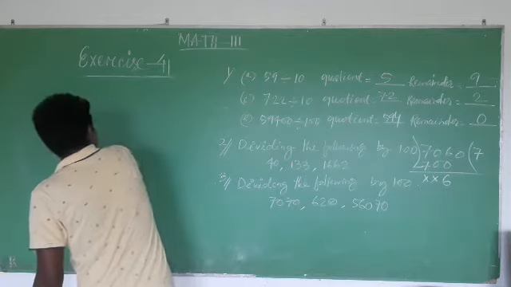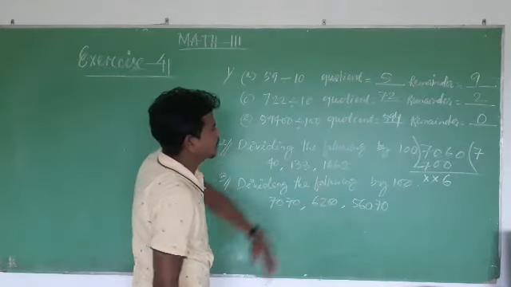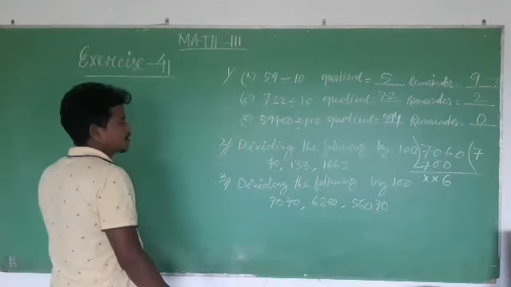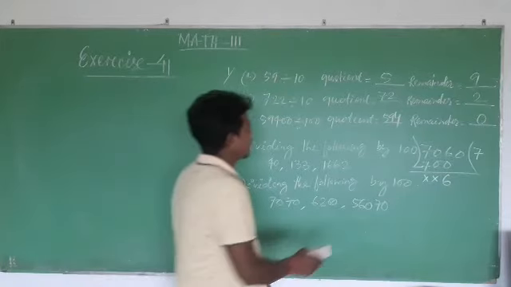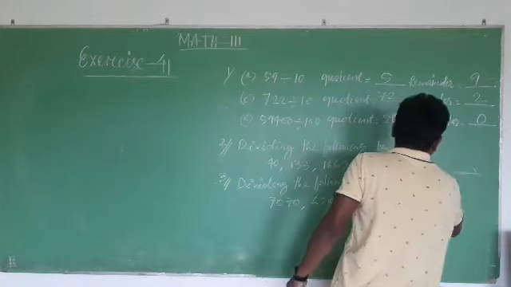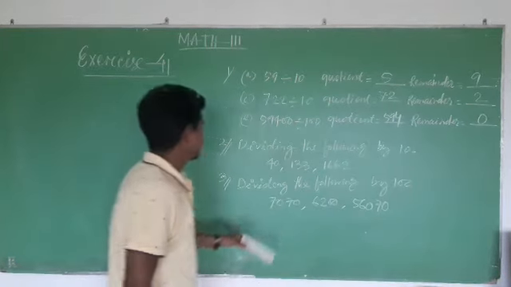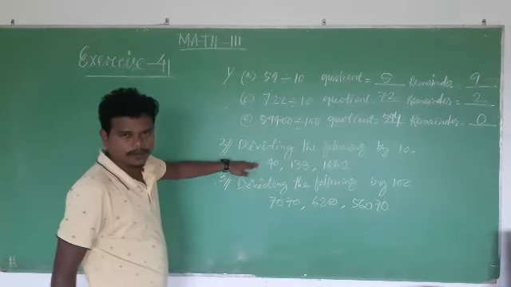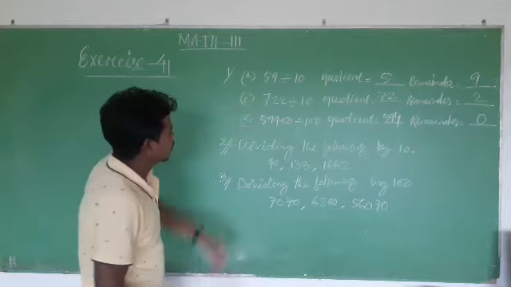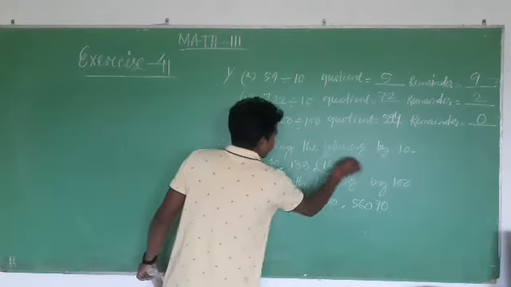Similarly, divide question number 2. Dividing the following by 100. 700. Okay, by 10. This one is the question. Dividing the following numbers by 10. You can do it very easily. Finding this one I am doing. Okay, this one I am doing.